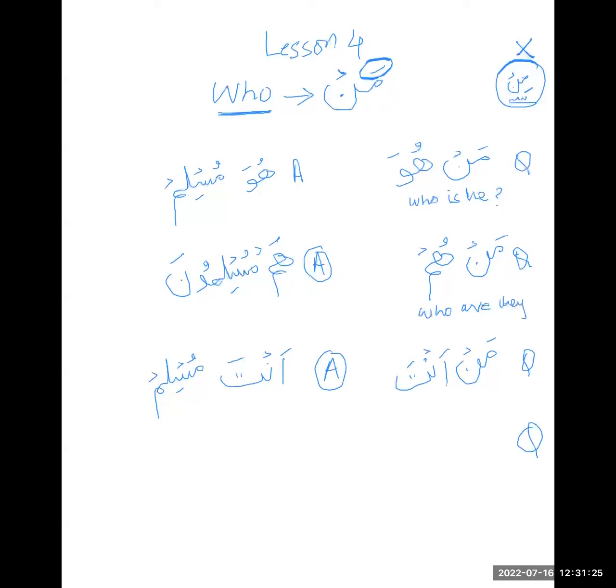If they are most of the boys and we are asking them, man antum, who are all of you? And they want to say, yes, antum Muslimin. Antum Muslimin. Okay?